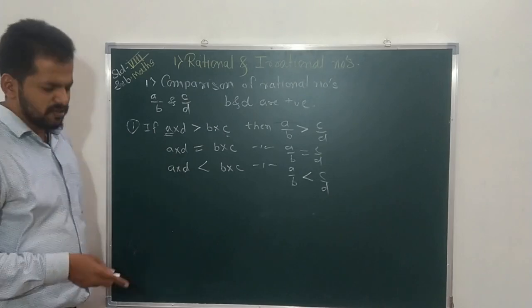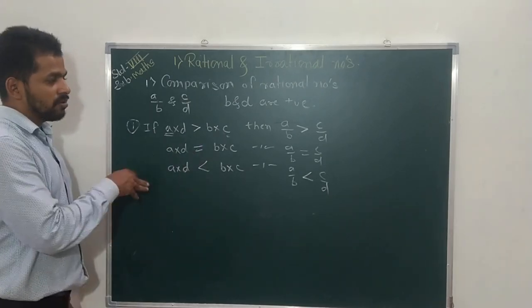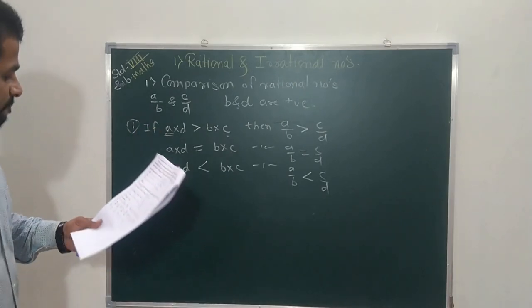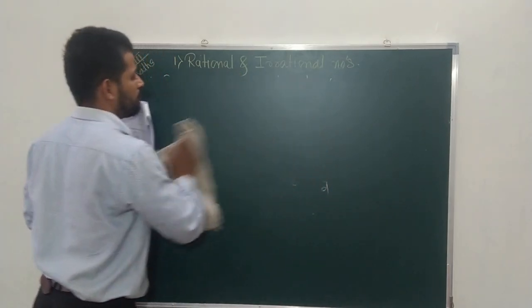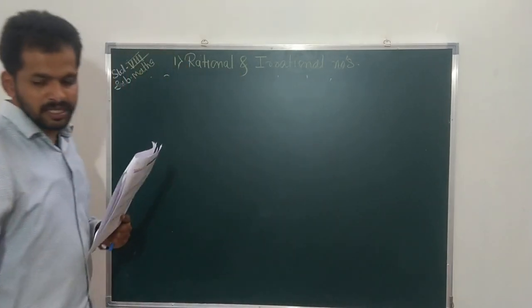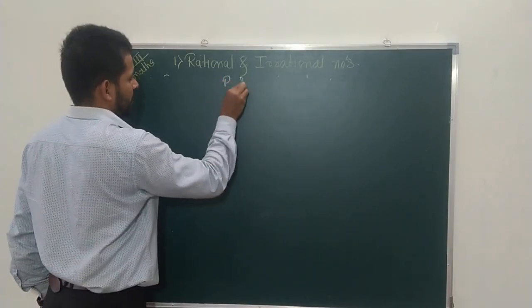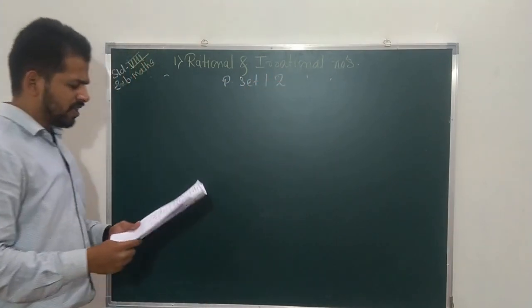So when we use these three properties in some example, okay, otherwise we have to take the first method. Now let's see, based on these properties, we take practice set 1.2. The question is to compare.